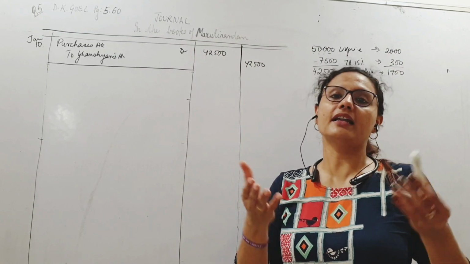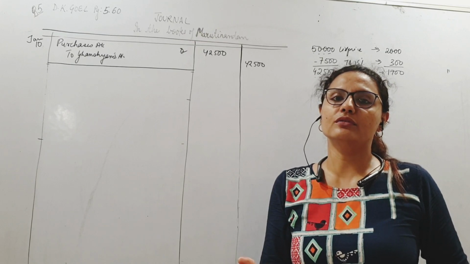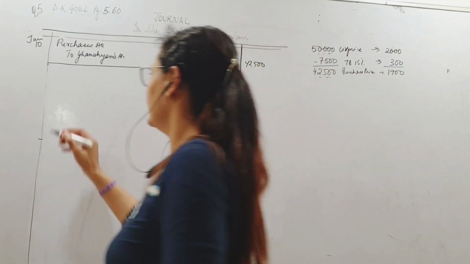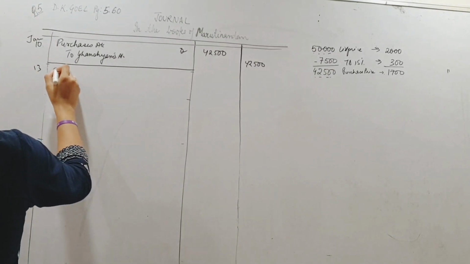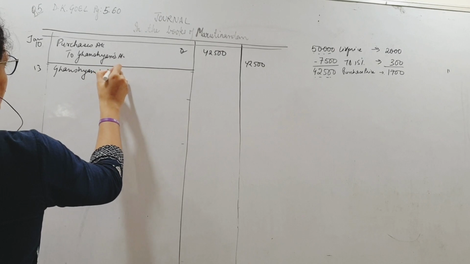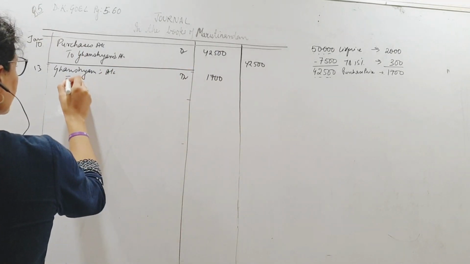सो माय लायबिलिटी इज आल्सो गोइंग डाउन। When liability goes down, what do we do? Debit the liability account. Meaning Ghanshyam's account will be debited on 30th. Ghanshyam's account debit because we are returning goods worth 1700 to him.